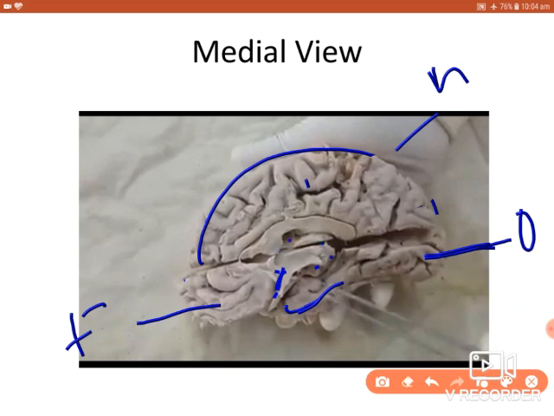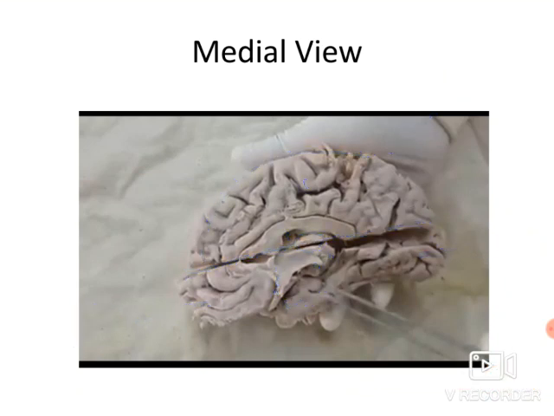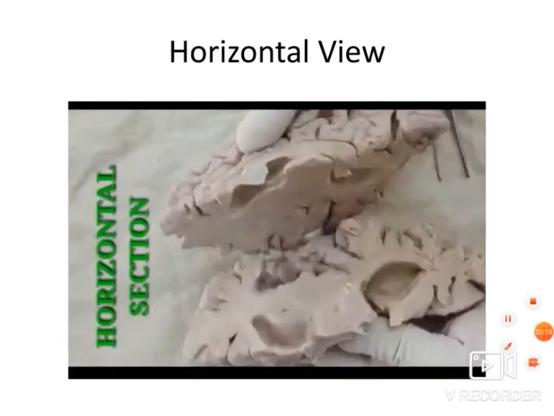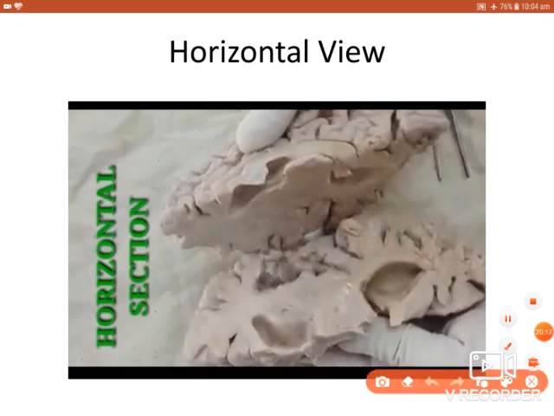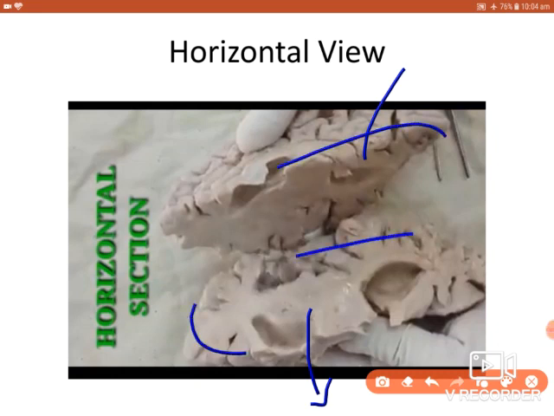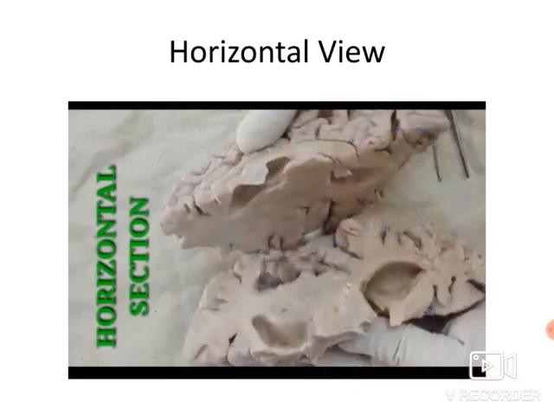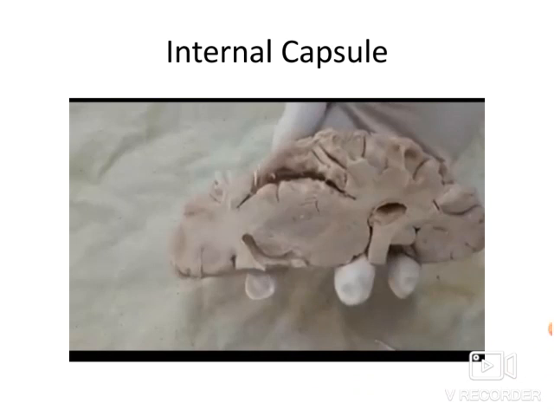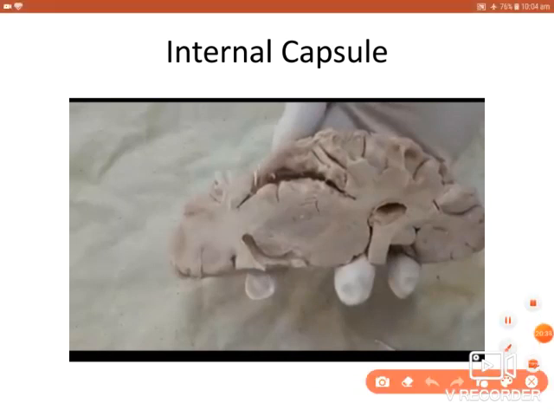So this is the lateral ventricle. Here this is the thalamus. They made a transverse cut through like this, and we can separate these halves. This is the upper half and this is the lower half. This section is the horizontal section. So in the horizontal section we can see the internal capsule clearly.